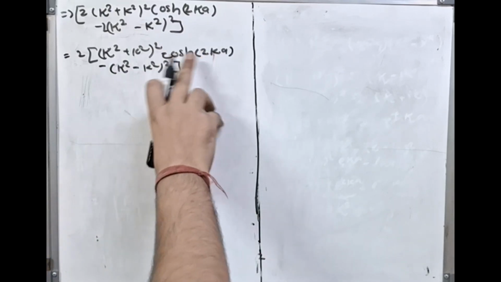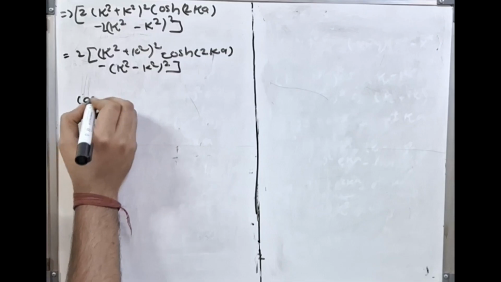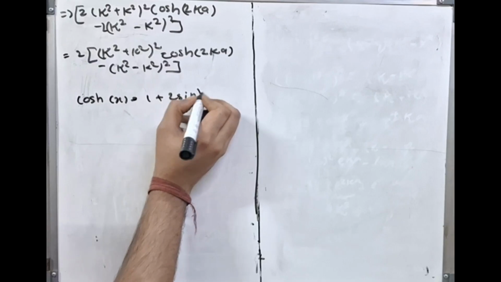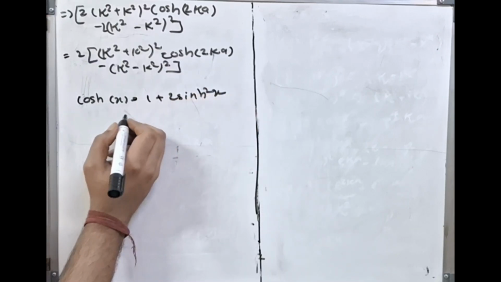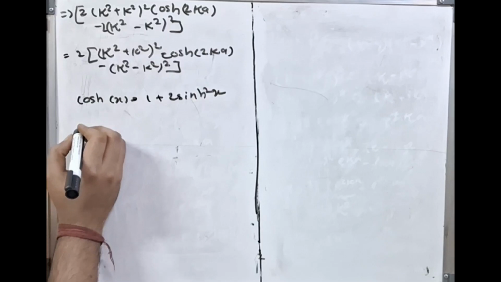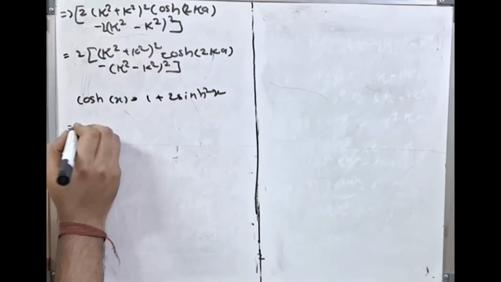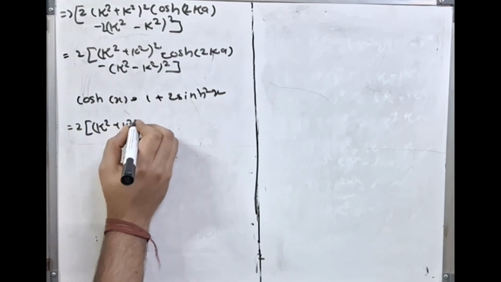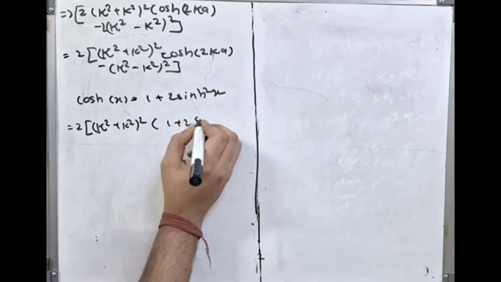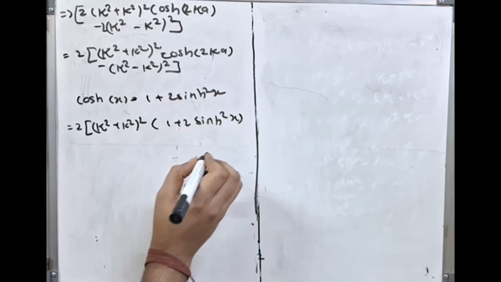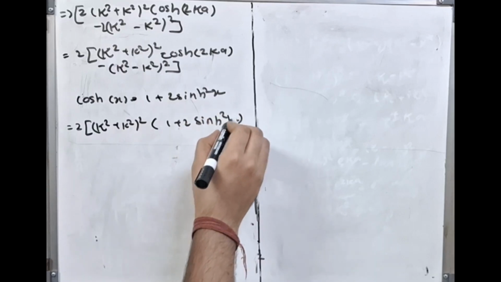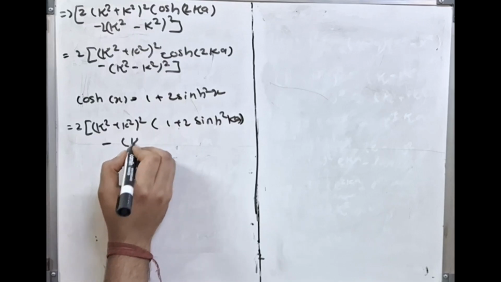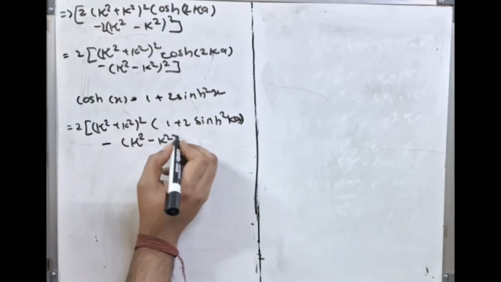And again we can simplify this a bit more by stating that cosh x is 1 plus 2 sinh² x. So this is a hyperbolic identity. According to this we can put it in the equation: 2 into (κ² + k²)² times (1 + 2 sinh² x). Oh sorry, in place of x we have κa, right? So κa, minus (κ² - k²)².